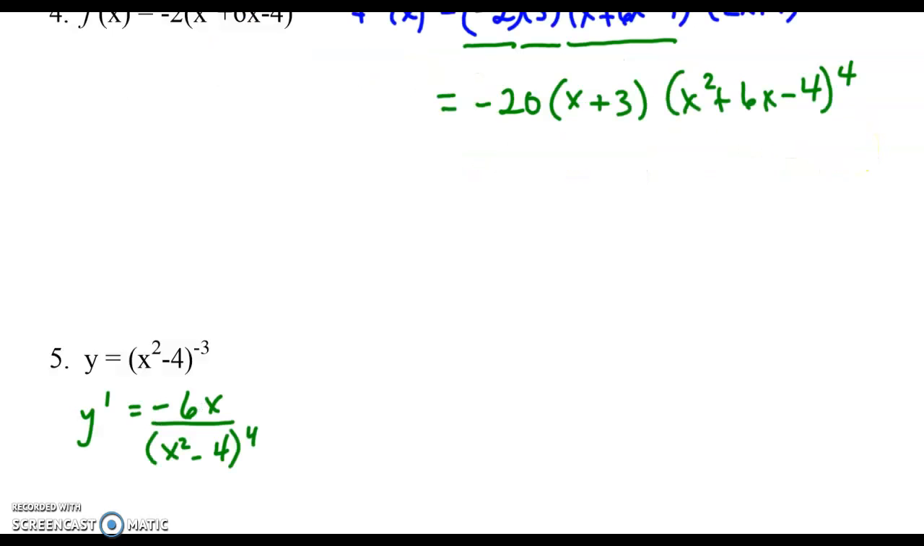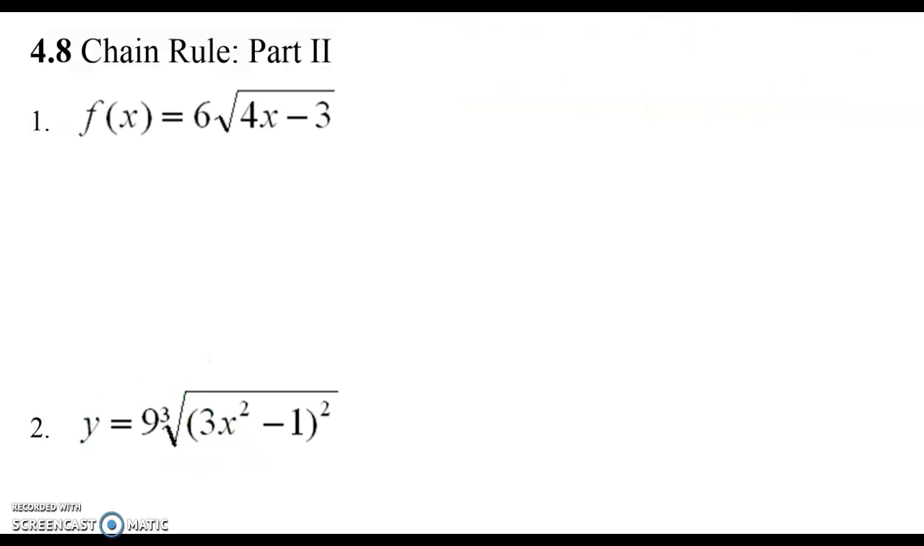I'm going to skip over number 5. Same steps involved, and you can see the answer there if you want to do it on your own. You can turn over to page 16, and we'll go through a few of these examples as well.